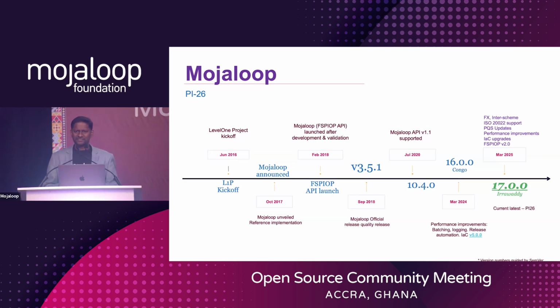Now we have support for version 2.0 of the Mojaloop API, or the FSP interoperability API. This also includes FX and interscheme support, ISO 20022 messaging support. There are platform quality and security updates, of course, performance upgrades, and then upgrades to infrastructure as code as well, which can be used to deploy this. I actually had a 3 slide deck for this, but combined that into just one slide.